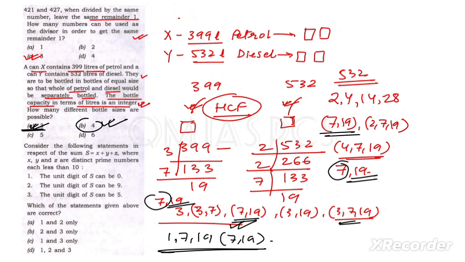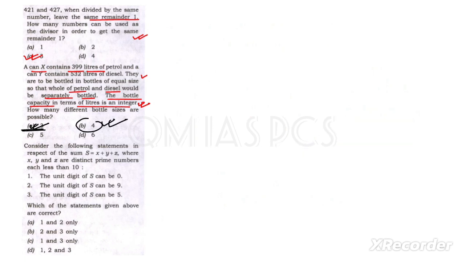Okay, the next question was this one. Consider the following statements. Is there any doubt in this question? I consider there is no doubt, and if there is any doubt you can comment. So the question is, consider the following statements in respect of the sum S, where S is x plus y plus z, and x, y, z are distinct prime numbers. What do you mean by distinct? Distinct means different prime numbers.